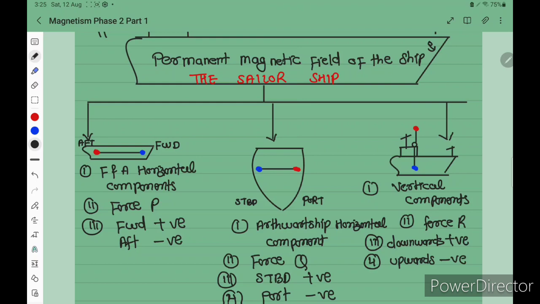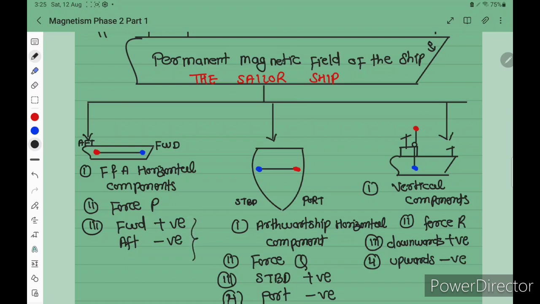Forward, if you move forward in your life, means positive. So you can remember this: when you are moving forward in your life, that means positive, and when you are moving in your life on the aft side, meaning back side, you are remembering the past, whatever bad happened to you, and if you are moving in that direction, that means you are going to the negative side.